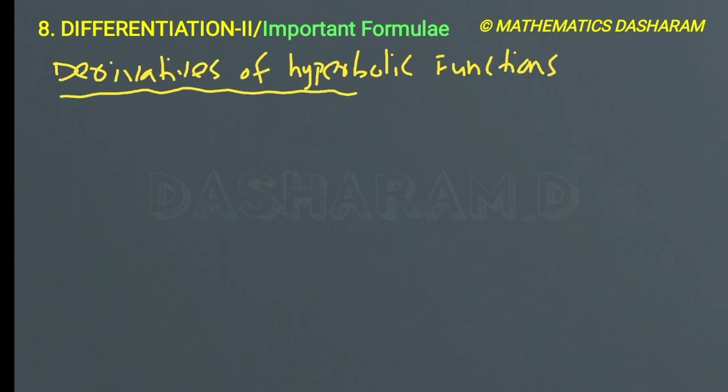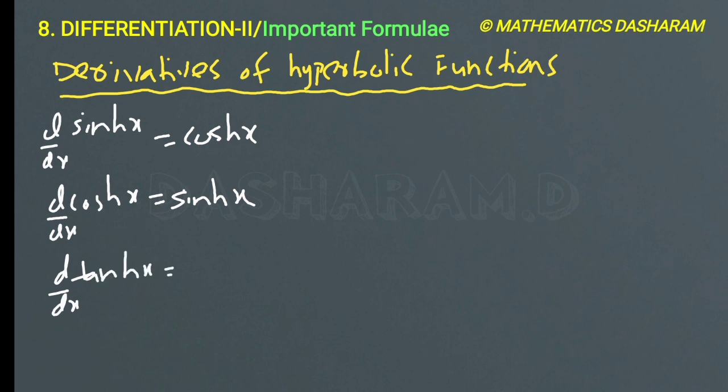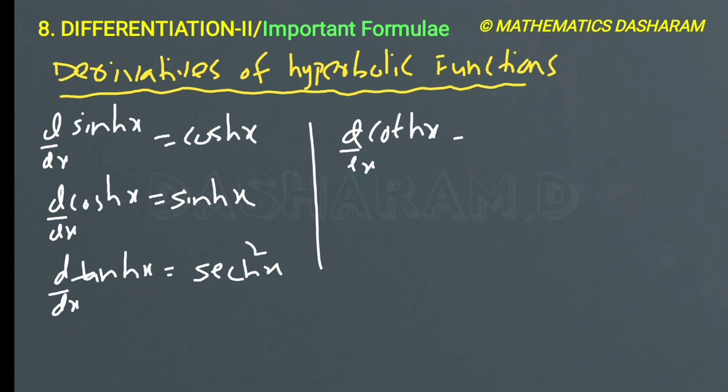Next, the derivatives of hyperbolic functions. The first one: derivative of sinh x is equal to cosh x. Next, derivative of cosh x equal to sinh x. Next, derivative of tanh x equal to sech squared x. Next, derivative of coth x equal to minus cosech squared x.